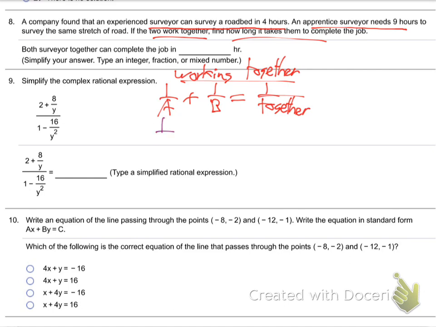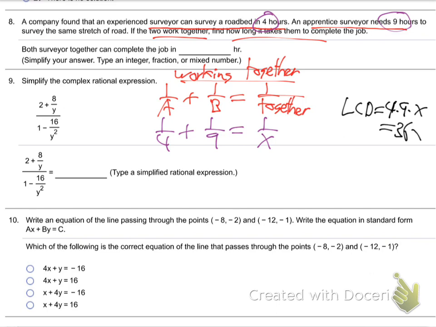So 1 over A, so 1 over 4, right, because one of them's 4, the other's 9, plus 1 over 9 is 1 over together. Together is what we're trying to find, x. So, okay, there's our equation. Now, how do we solve that equation? Well, we got to find the LCD, which is multiply all those together, 36x. 4 times 9 times x, 36x. And you write 36x over each term. Then you cross cancel.